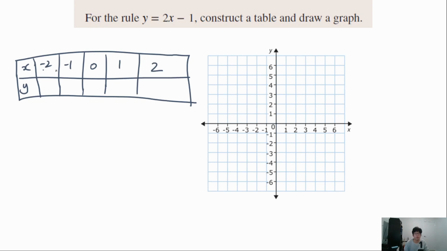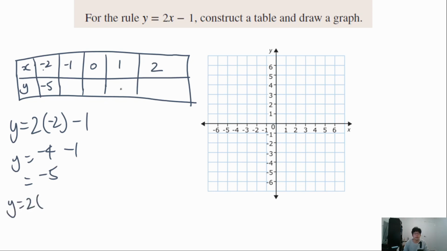So our first point is when x equals negative 2. I'm going to substitute negative 2 into x, and that will give me y equals 2 times negative 2, which is negative 4, minus 1. And that negative 4 minus 1 gives me negative 5. So this first point will be negative 5. And we're just going to do that for each of these points. Next one, x is going to be negative 1, so just substitute that in. That's going to give me negative 2 minus 1, which gives me negative 3.